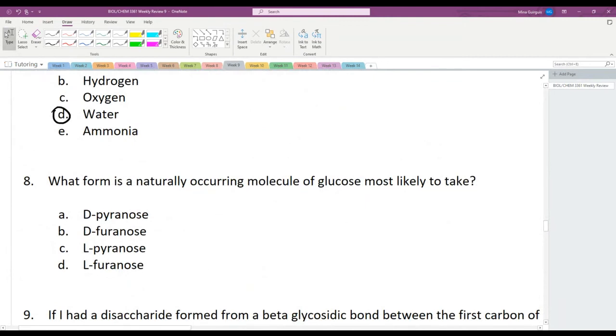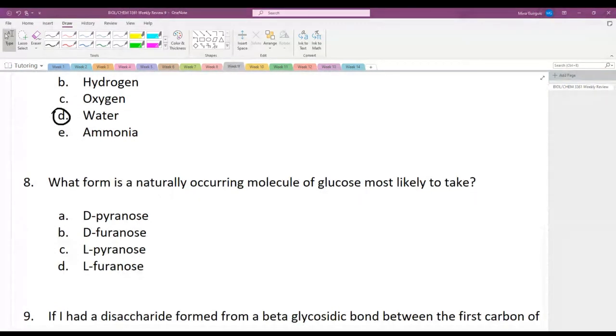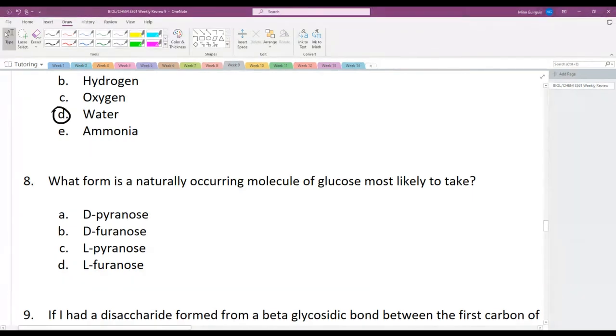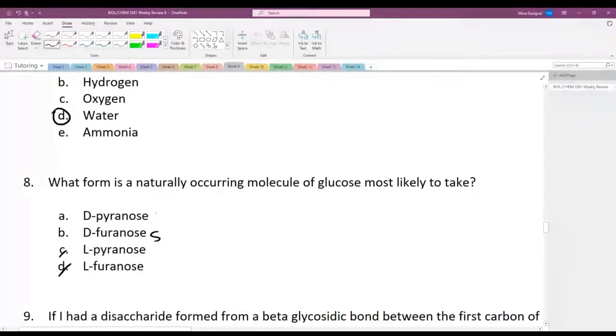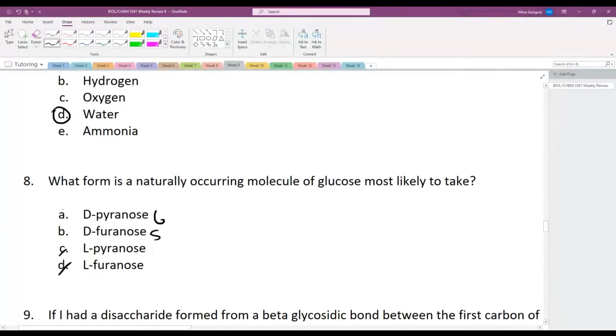What form is a naturally occurring molecule of glucose most likely to take? Great question. So the reason that we look so much at the D isomer is because the D isomer is almost always the more stable isomer. Okay. And so just right off the bat, I'm going to say it's going to be one of the D isomers. Okay. So now, is it going to be a 5-member ring or a 6-member ring? Obviously, in this case, since I just drew it for you all, you know it's a 6-member ring. Excuse me, it's a pyranose.